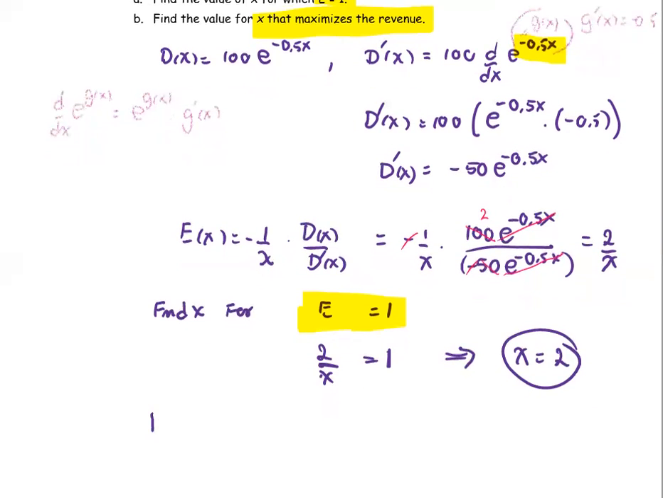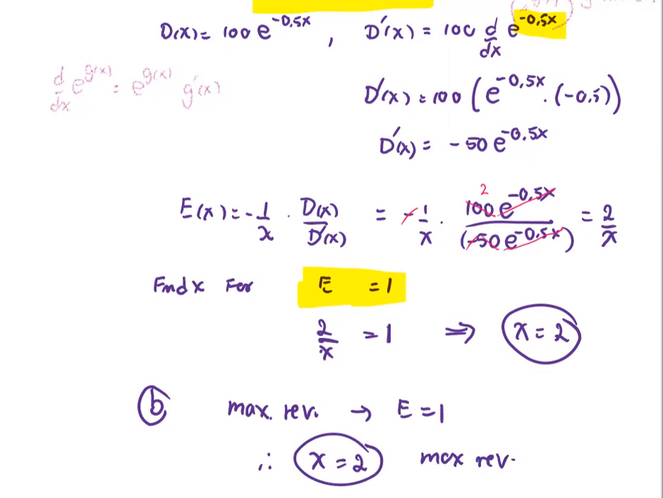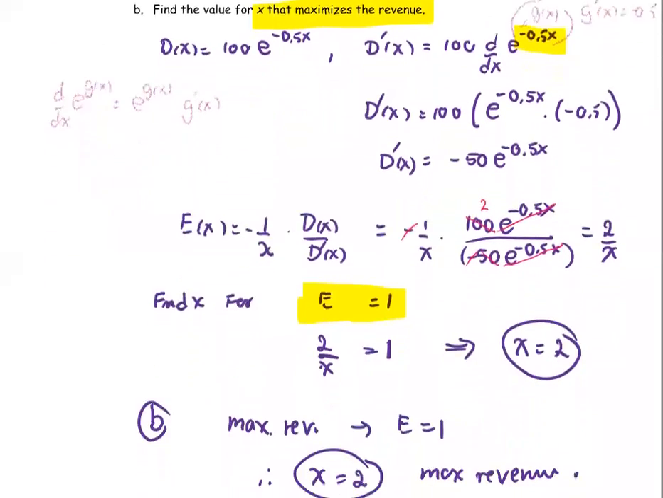And for part B, find the x that maximizes revenue. The maximum revenue occurs when E equals 1. Therefore, the answer is the same as part A, which is x equals 2. Or we can prove it by an alternative way.